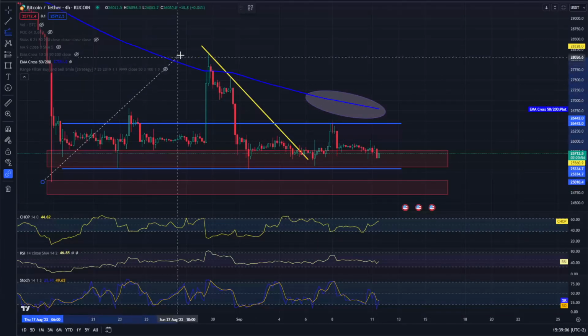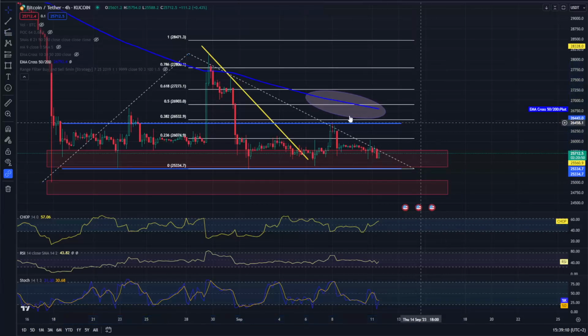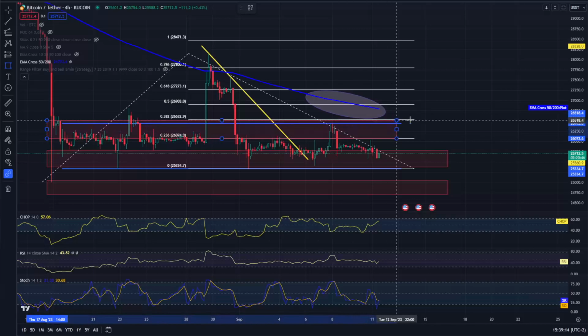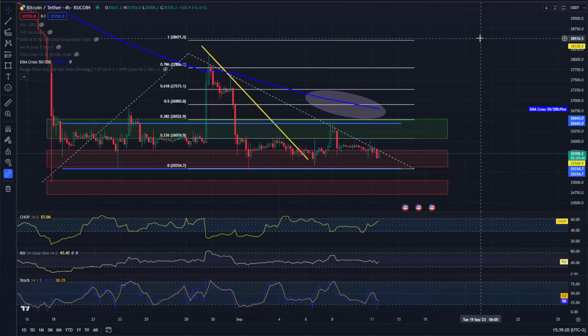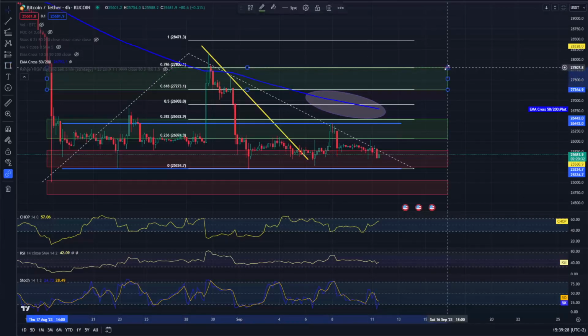Looking the other way, we can determine resistance areas in a similar way. First, we will mark the resistance zone from $26,073 to $26,548, where the price increase has been rejected. When it is overcome, we have a second significant zone from $27,264 to $27,807.